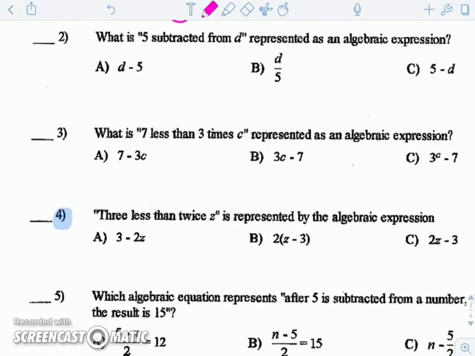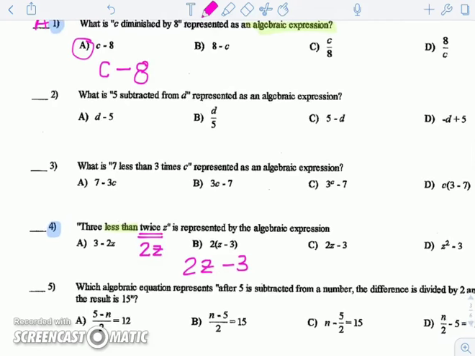Going to hop to number 4. It says 3 less than twice z is represented by the algebraic expression. Well, I'm going to start here. Twice z tells me I'm doing 2 times z. This tricky thing here, and people always mess this up, is when it says less than, I'm really starting with 2z, and then I'm taking away 3. 3 less than whatever 2z was. So what I'm looking for here is C ends up being my answer.